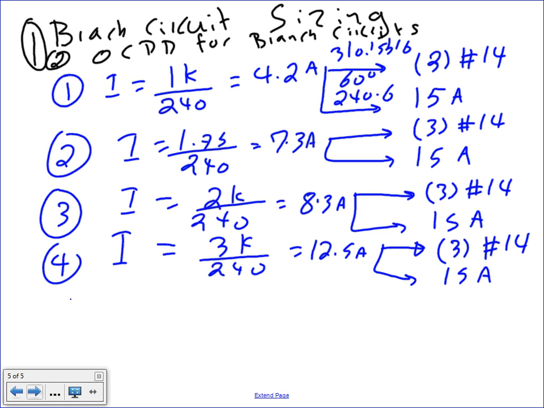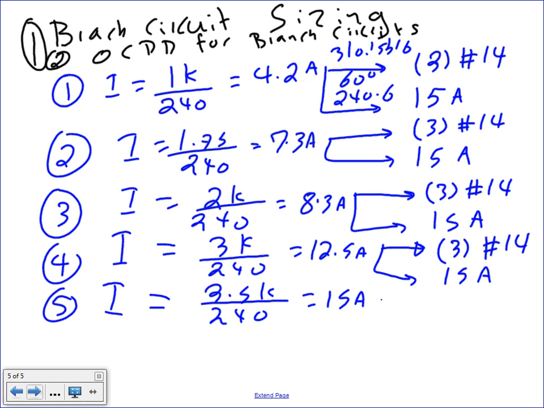So for 5, and you get the hang of it. Number 5 is also a cooking unit, 3.5K. Take 3.5K divided by 240, 3500 divided by 240 equal 15 amp. So 15 amp, I can immediately go with 3 conductors, number 14, non-continuous, and a 15 amp circuit breaker, non-continuous.